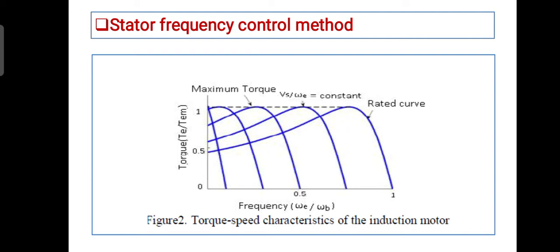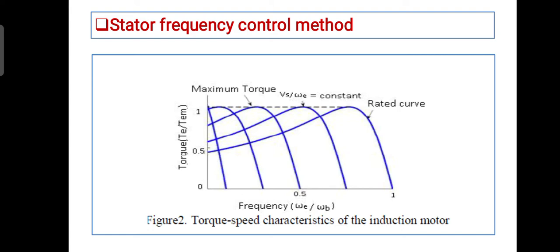Then the stator frequency control method. The characteristics are given. Stator frequency control: the expression for the synchronous speed indicates that by changing the stator frequency it can also be changed. This can be achieved by using a power electronic circuit called an inverter, which converts DC to AC at the desired frequency.